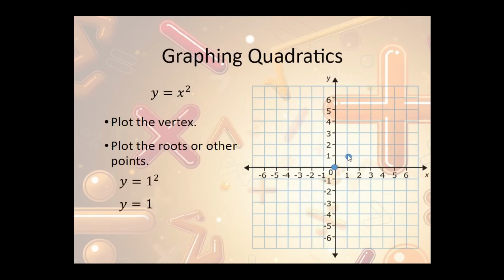Now I should notice that it's going to be exactly the same distance over here. So I went to the right one, up 1. So I'm going to go the same thing the other way. So to the left 1 and up 1. And plot my point. Then I'm going to use another point.